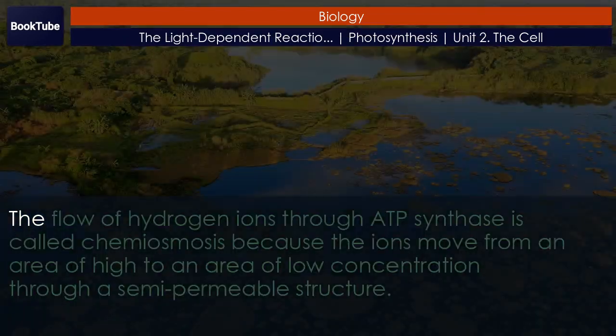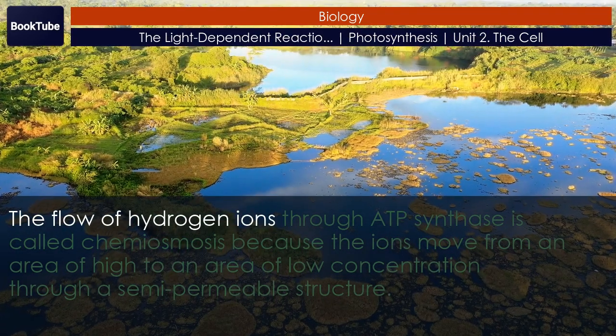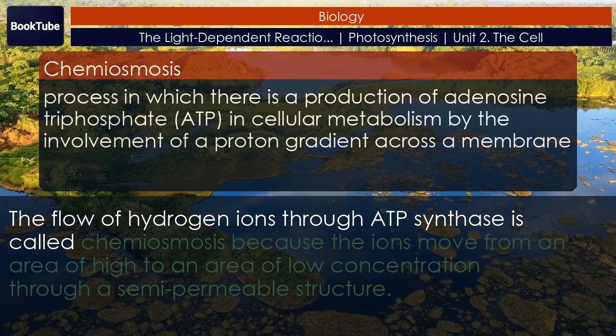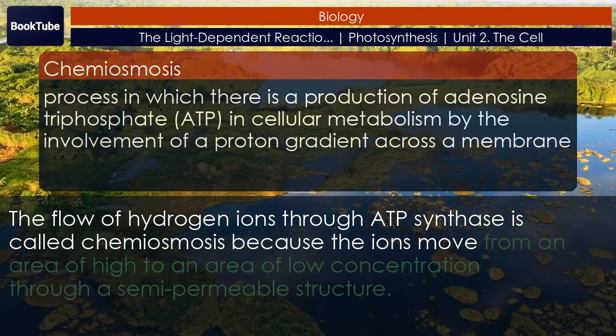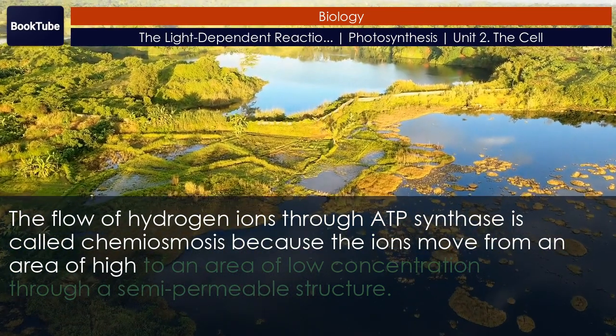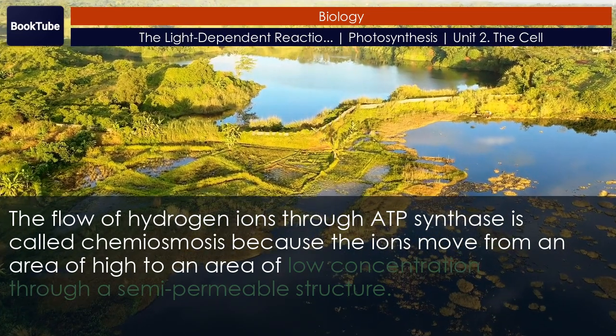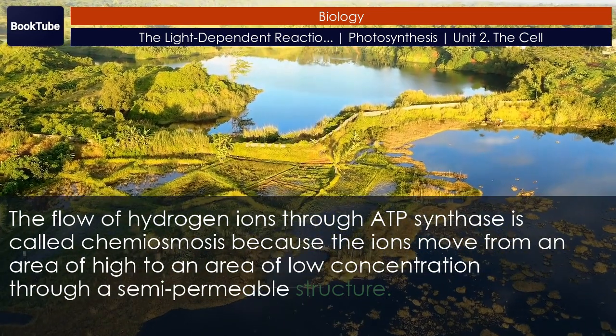Figure 8. The flow of hydrogen ions through ATP synthase is called chemiosmosis because the ions move from an area of high to an area of low concentration through a semi-permeable structure.